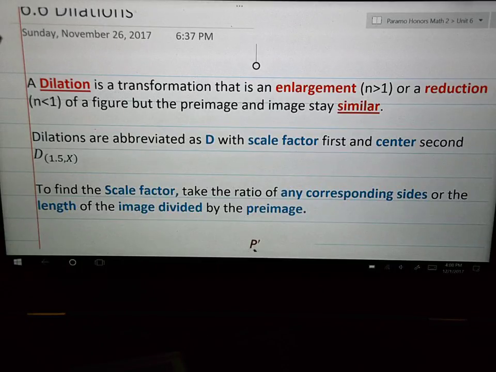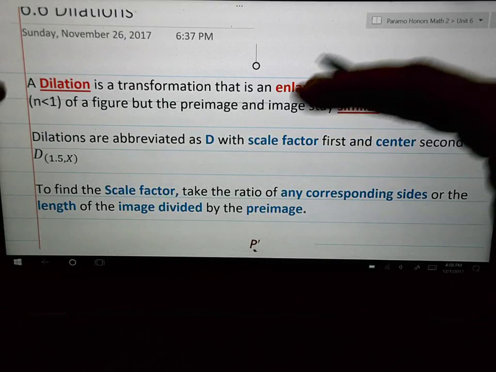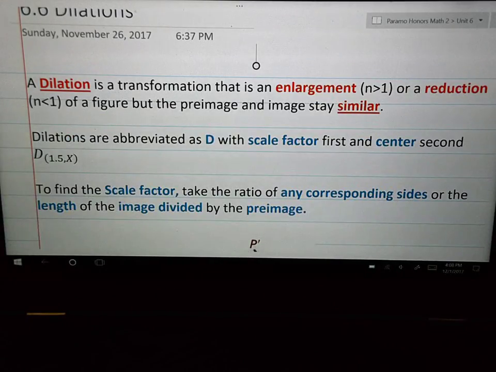The dilation is not a rigid motion. You learned 3 rigid motions back last year in Advanced Math 8 or Honors Math 1. Or not Honors Math 1, sorry. So this is something that changes the shape. It's a different size when we dilate it.